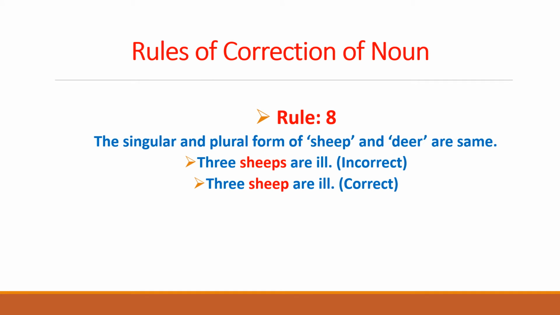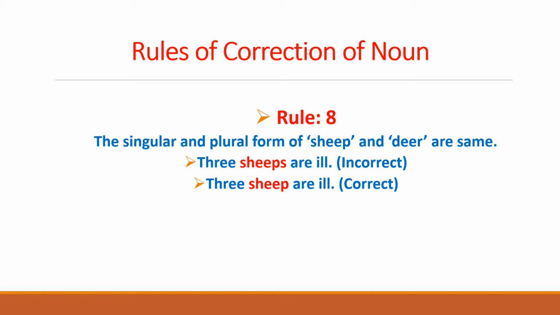We are continuing with the rules of correction, and these rules are relevant to the noun: what mistakes are made in the use of nouns in sentences, and how can we correct those mistakes. In this regard, we have already studied 7 rules. Today we would start with the next rule, that is rule number 8.